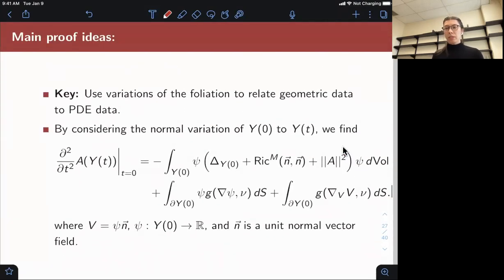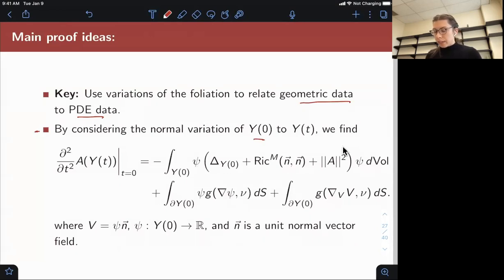All right, so more of the main proof ideas. The big key here is I'm going to use this foliation to relate geometric data, this knowledge of all of these areas, to data for a partial differential equation on the surfaces. So how do I do that? Well, I can look at one particular surface. Let's just pick on Y0. And I can use the foliation to write a normal variation of Y0 up to the surface Yt. And then compute, well, what's the second derivative of area in this case?